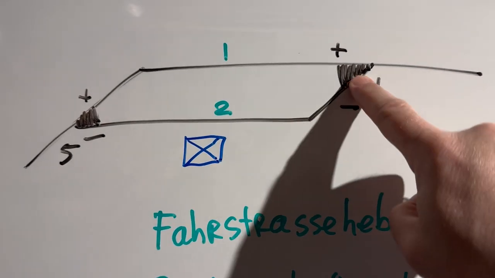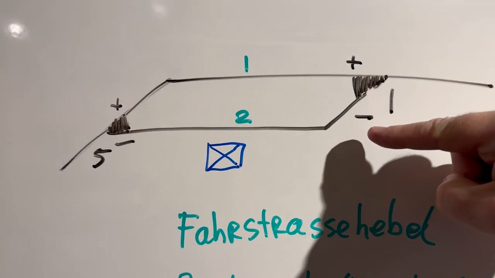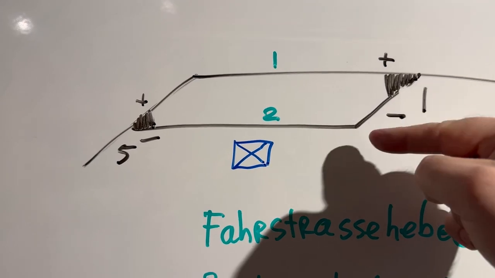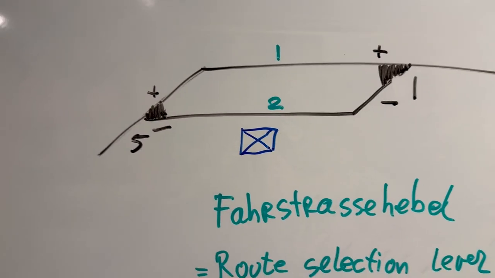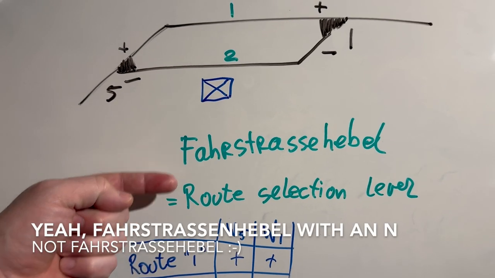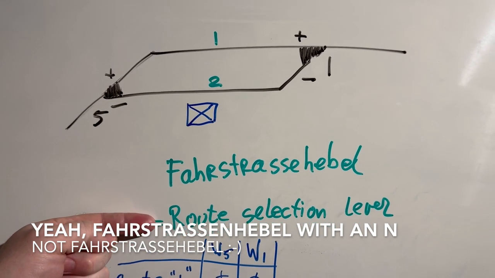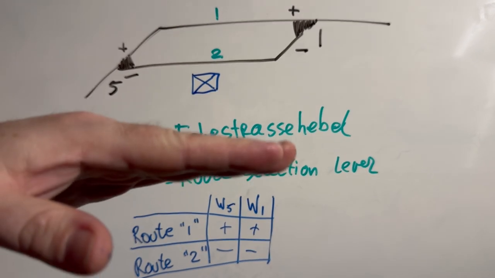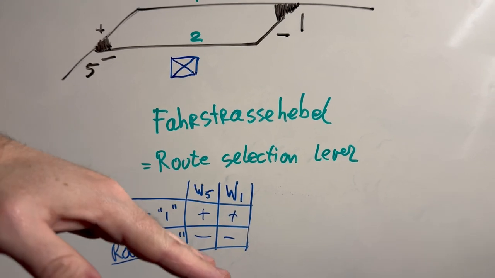The switches have in the German system a plus and a minus setting. So plus is straight ahead and minus is to the side. They have a Fahrstrassenhebel, so the route selection lever. It has three stages: route one, neutral, and route two.